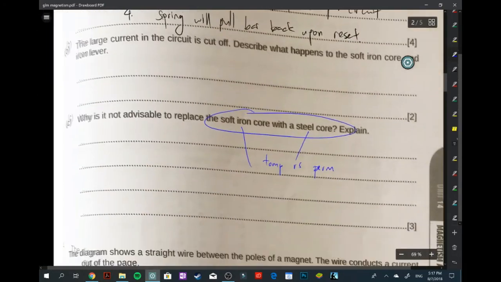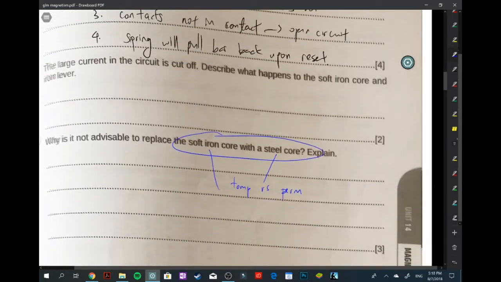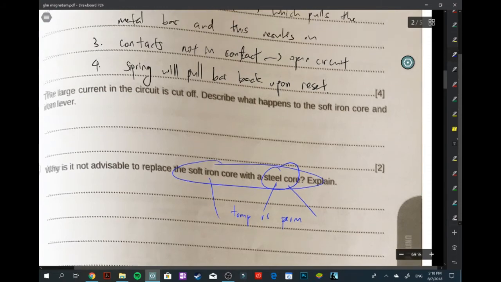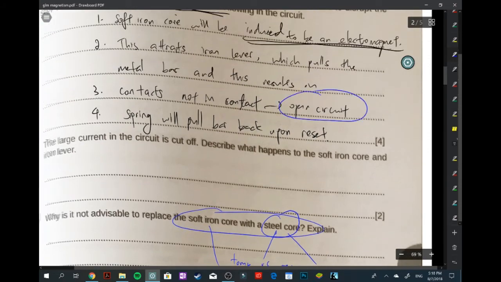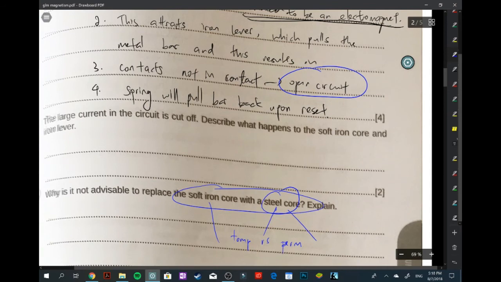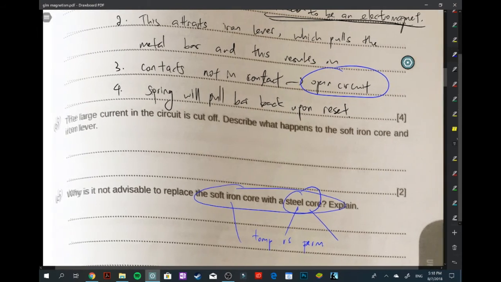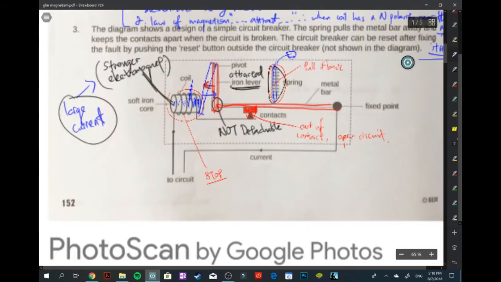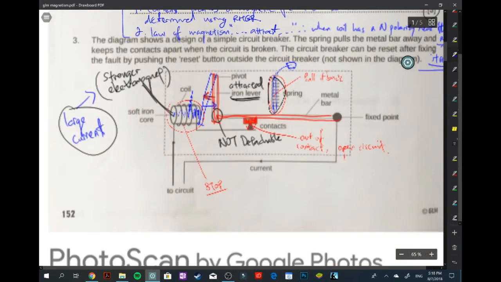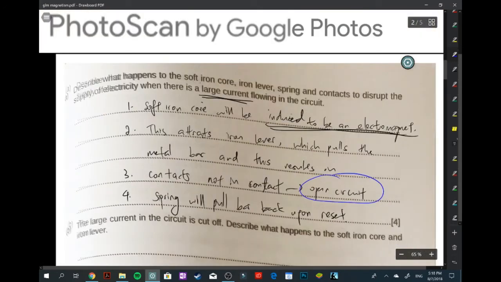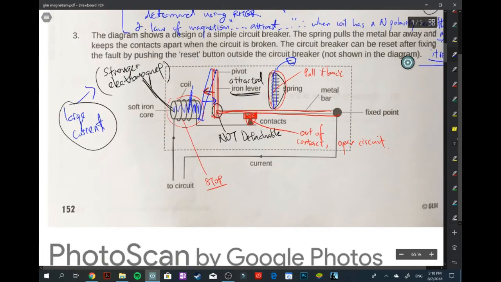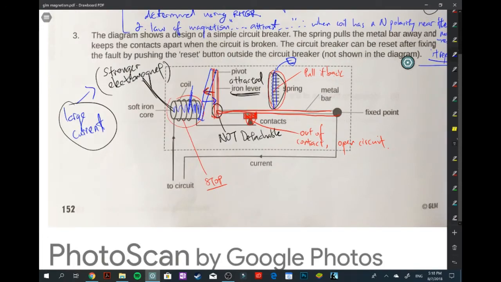Okay, so if we use a steel core, the contacts will forever be in contact, and with that we won't achieve this. What we want to achieve is an open circuit. But with a permanent magnet, we can achieve the open circuit, but we will not be able to achieve a closed circuit anymore, and that's not what we want. We want it to be back to a closed circuit after everything is back to normal, right?